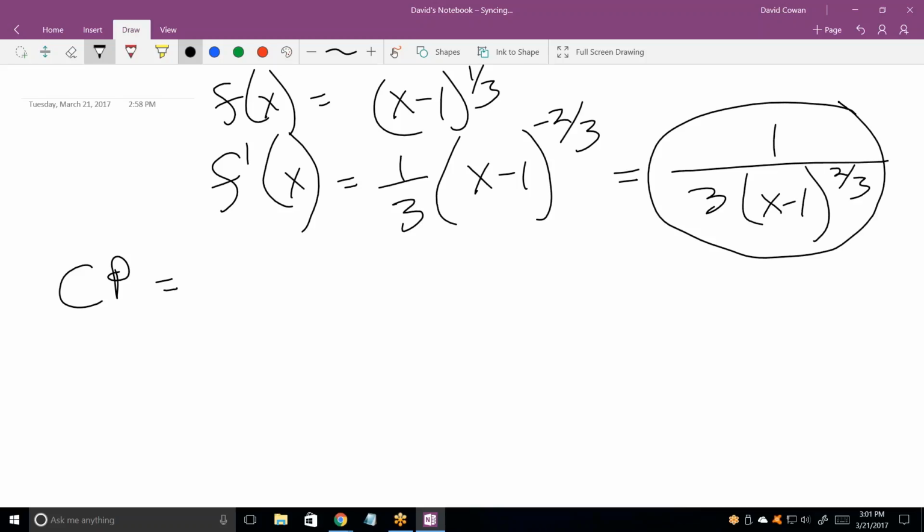However, there is another point that is a critical point. What is that? x equals 1? Yeah, because that means you're dividing by 0. And dividing by 0 is a no-no. Wherever you're dividing by 0, that can't happen. So if the first derivative is not defined at x equal 1, then that's a critical point.